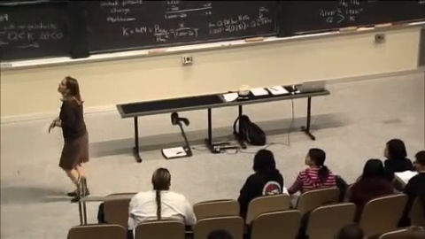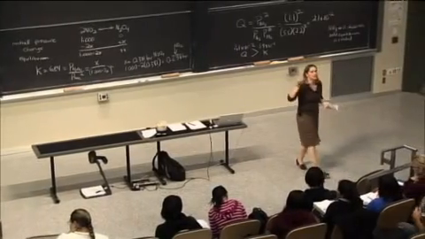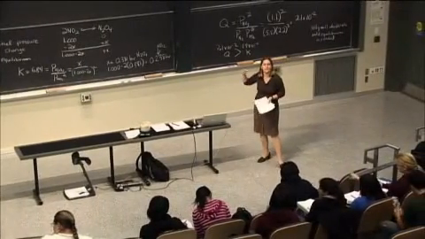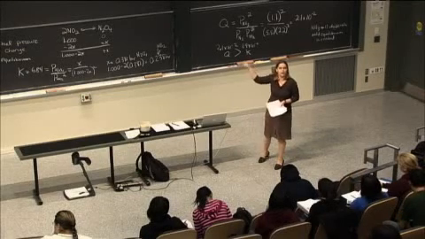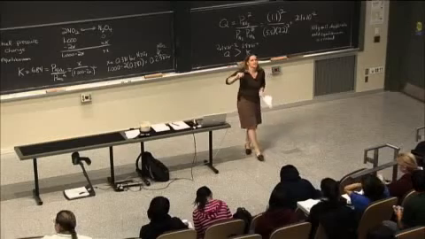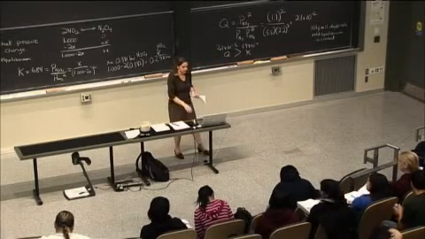Anyway, so if K is large, it is true that delta G naught would tend to be negative, and on the large side. So one can think about, if there's more products over reactants, that's going to indicate something about the delta G naught for the reaction and the K. The K, if it's greater than 1, if it's a big number, then there are more products than reactants, and delta G naught would be negative and would tend to be a large number. All right.